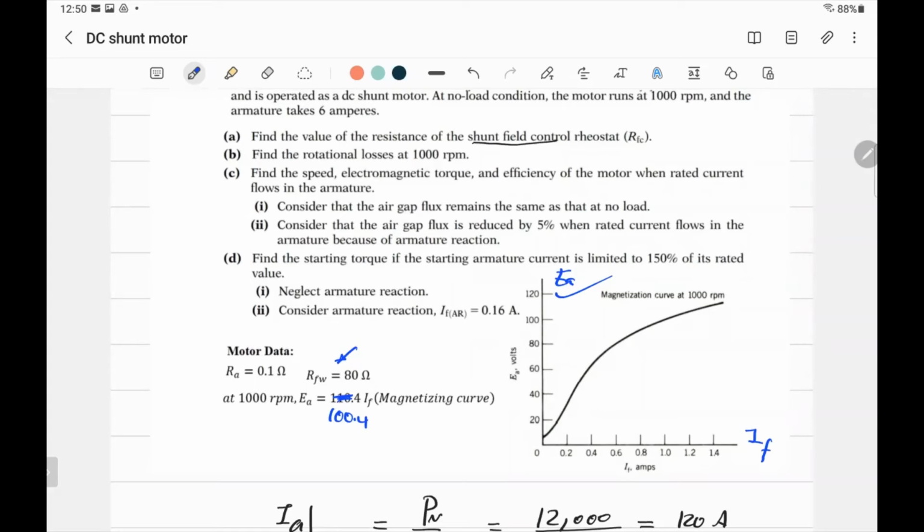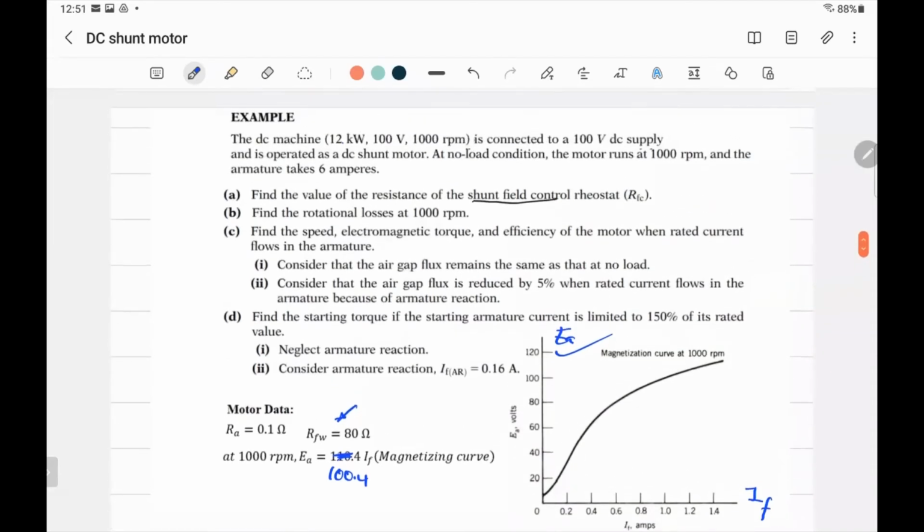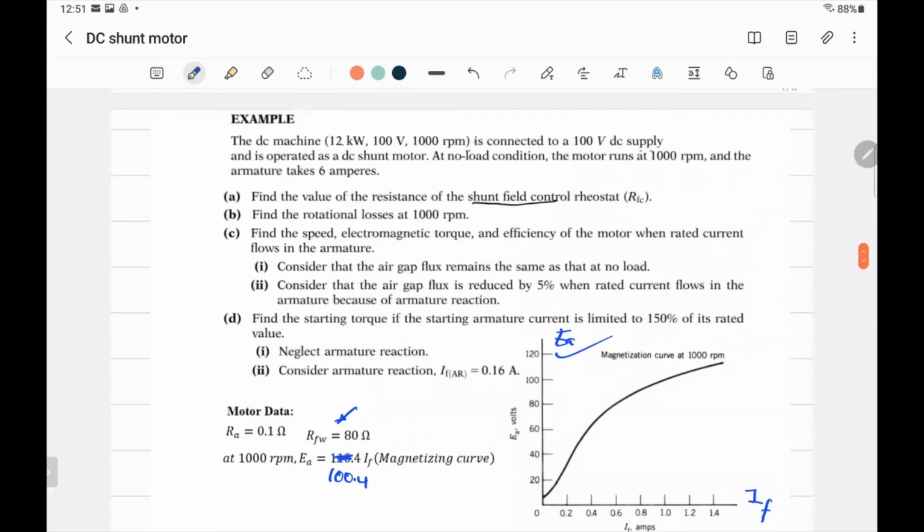Very simple. So you have to look at the problem here, and you see that when you have no load, and this is the speed, you got the amp. So now I want to calculate the power. This would be the power loss, which is equivalent to rotational loss. How do you calculate the power in the armature? It's equal to EA times IA.